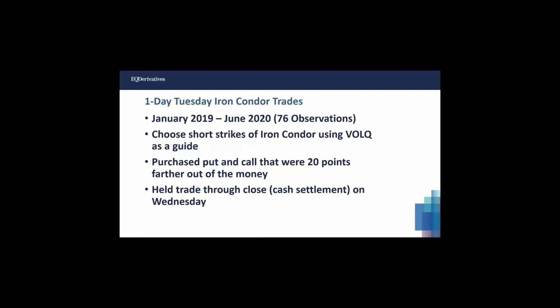So I did testing. I was able to grab data pretty quickly from January 2019 through June of 2020. Had 76 observations. Used Vol Q to give me an idea of what the short strike should be, and purchased the put and call options that were 20 points farther out of the money from the short strikes, and just held through the close, the cash settlement on Wednesday. Didn't even have to worry about trading out or anything like that, which is something that you have to do when you're looking at ETF options.